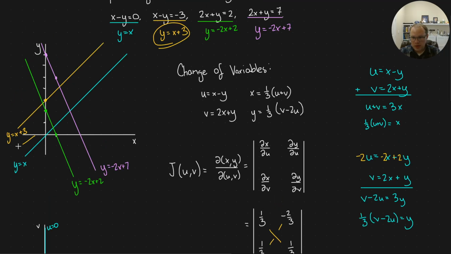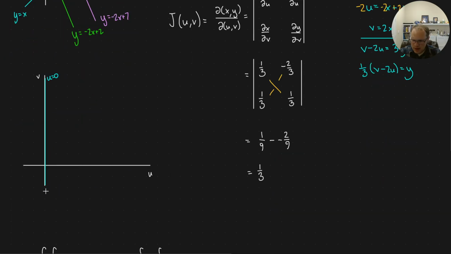y equals x plus 3, this line here. We start off by calling it x minus y equals negative 3. u is x minus y, so that would be u equals negative 3. That would be, extend my range here a little bit, negative 1, negative 2, negative 3. That would be this line here. Nope, wrong way. That would be u equals negative 3. Let's extend this way. Negative 1, negative 2, negative 3. There we go.